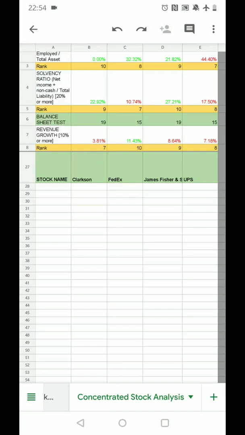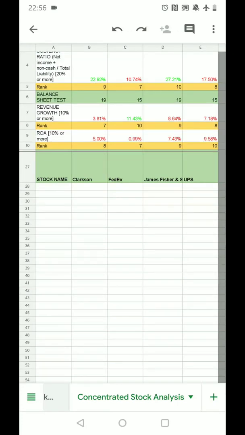So looking at this, we have FedEx with 11.43%, the highest growth rate. Next we have James Fisher with an 8.64% growth rate. Then we have UPS in third place with 7.18%. And in last place we have Clarkson with 3.81%.